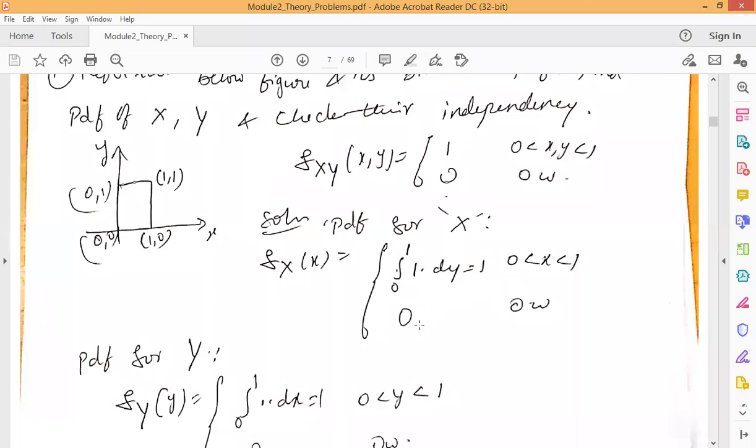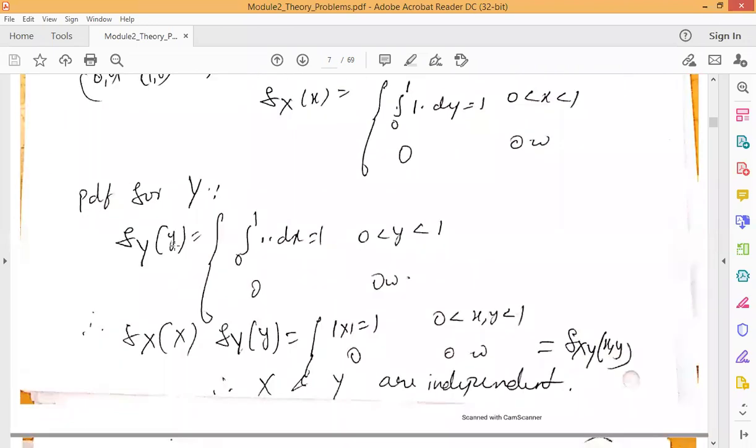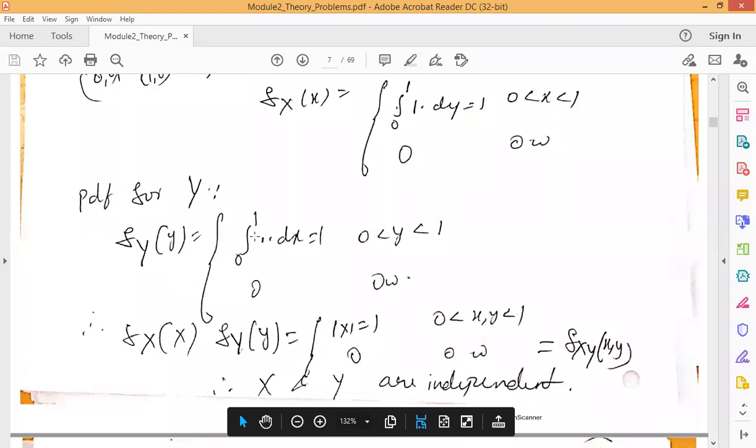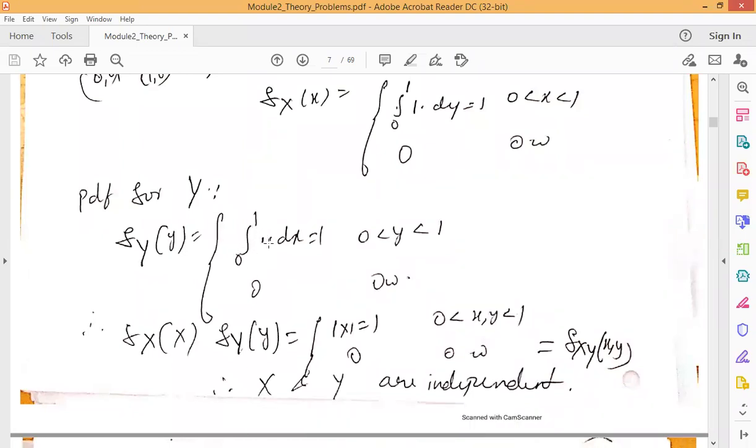Similarly, we can also show the calculation for the marginal PDF of y. That is, f_Y of y is equal to the integral of f_XY of x comma y, integrated with respect to x. Here f_XY of x comma y is nothing but 1, which is substituted here, and the integral limits are also 0 to 1 instead of minus infinity to plus infinity. For the given problem, whatever the integral limits are, that has to be substituted here. So that is also equal to 1, and the range of y is between 0 to 1, and for other values of y it will be 0.